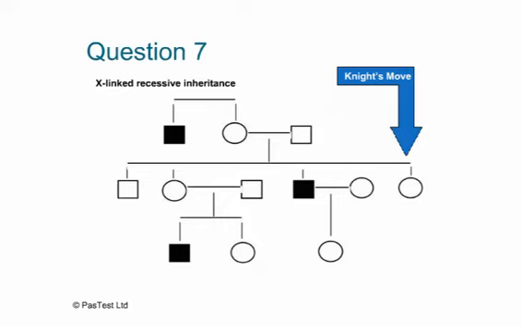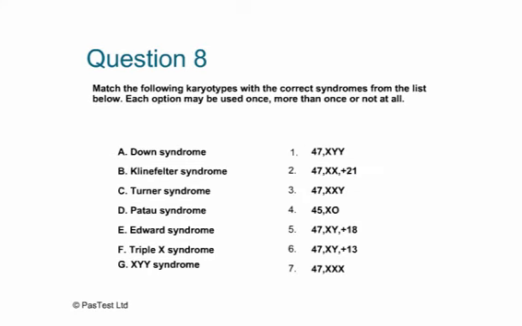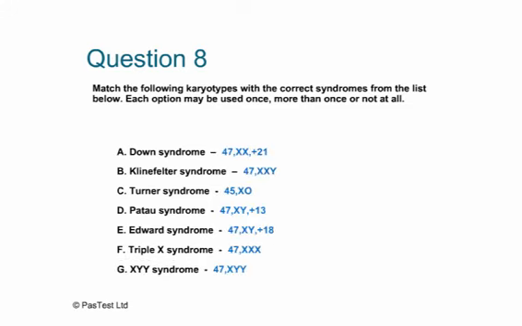Question 8. This question asks you to match the carrier types to the syndromes. And this is a question of how well you know your chromosomal disorders. So look down the list and write down for each condition which is the correct carrier type. First one, Down syndrome, is of course due to trisomy 21, and so 47XX plus 21 will be a correct karyotype. Klinefelter syndrome is due to an extra X chromosome in a male, and so is XXY.